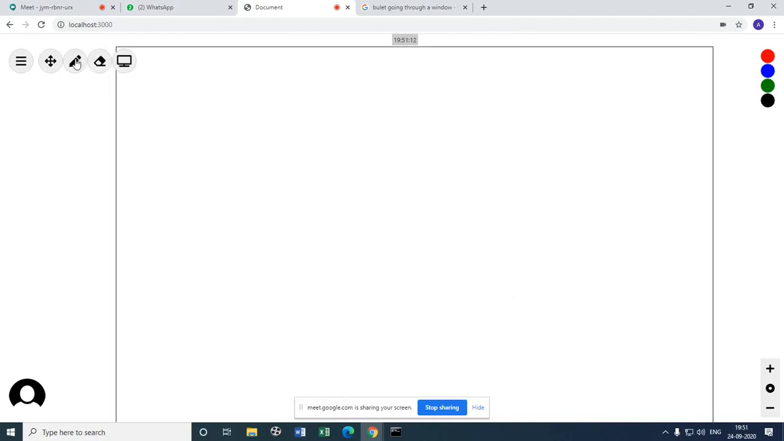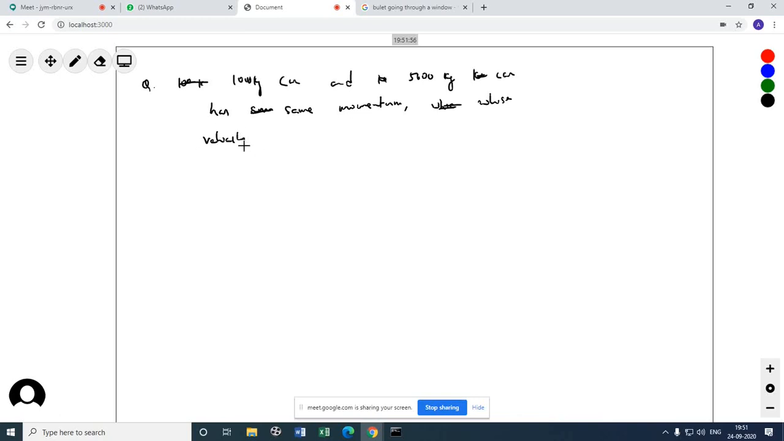So if I give you one question: a 1000 kg car and a 5000 kg car have the same momentum. Which one is moving with a larger velocity? Whose velocity is more? The 1000 kg. Or I can say it in this way: which one has a greater kinetic energy? 1000 kg or 5000 kg?